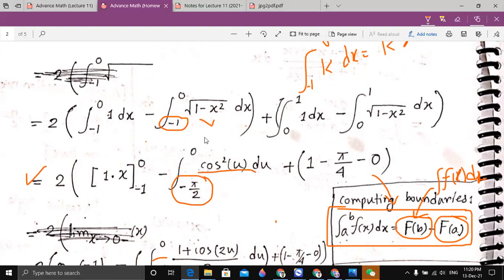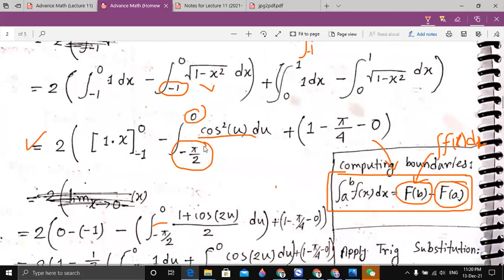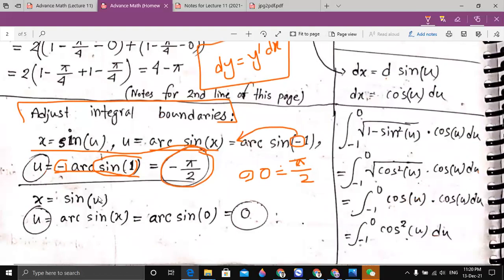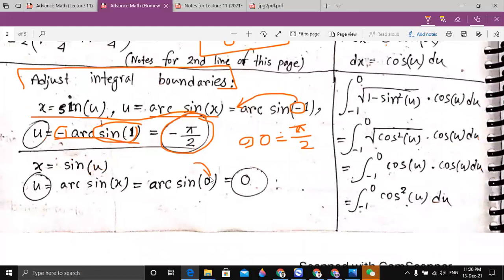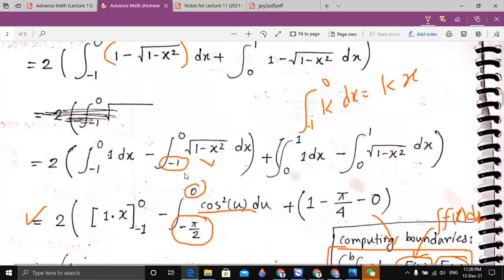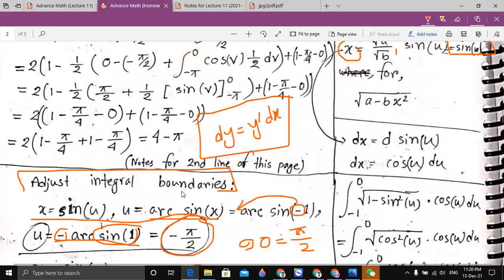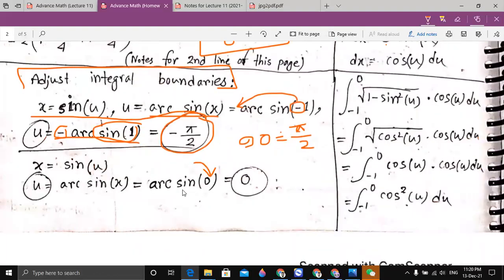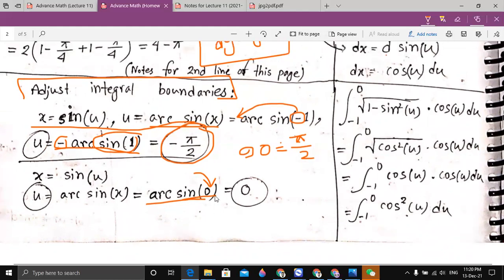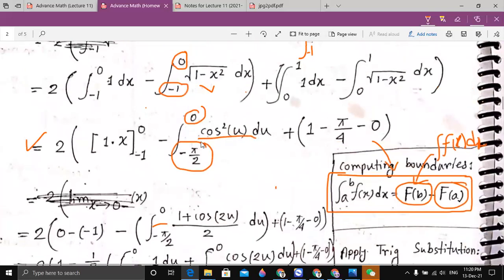Okay, so now let's calculate the upper limit. Let's change the upper limit. We just put 0 here because our upper limit was 0. So sine 0 is equal to 0, so arc sine 0 is also 0. Guys, you can calculate it using your calculator. So now our limit got changed, and we get minus pi by 2 and 0.